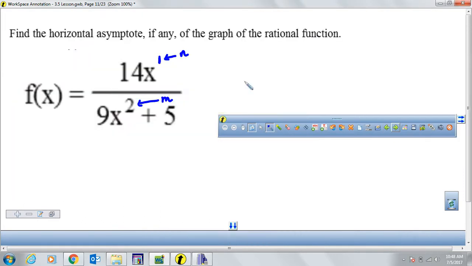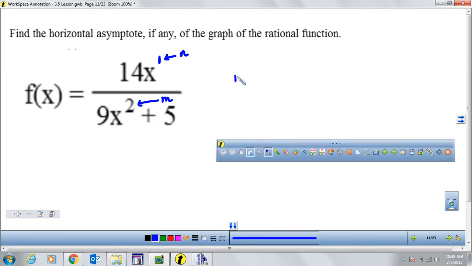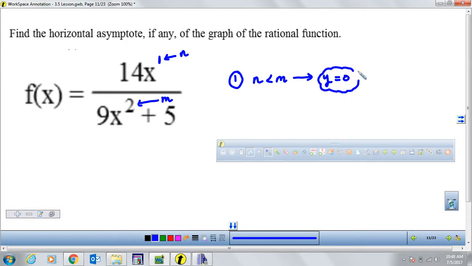Okay, so what do we see here? Rule number 1 tells me that n is less than m. The degree of the numerator is less than the degree of the denominator, and by definition, what is the horizontal asymptote if the degree of the numerator is less? Y equals 0. So that's simple. Just make sure you learn the definitions.